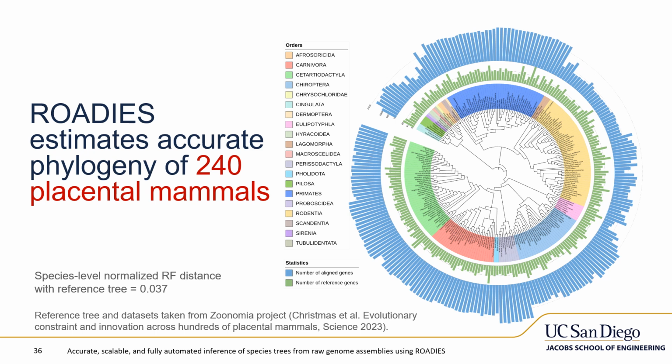So this is the final species tree that we got from the mammalian datasets. Now, I understand it's quite hard to view the details here, but I would like to specifically emphasize that ROADIES was able to group the species in their right phylogenetic orders, similar to what Zoonomia proposed. In addition, we also see the green colored and blue colored graph that depicts how many genes were selected from each of the species in the beginning and also how many genes were eventually aligned with each of the species.